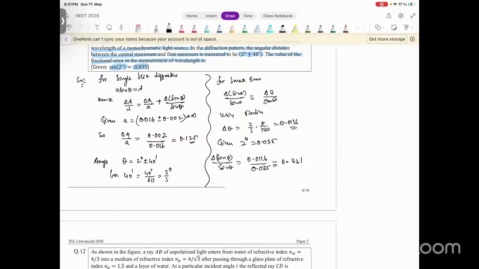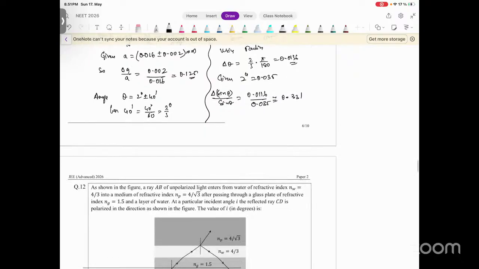Now the total fractional error will be 0.125 plus 0.331, which is approximately 0.456. So this must be your answer. If I write it in the booklet after rounding off to significant figures, it should be 0.46. Okay?